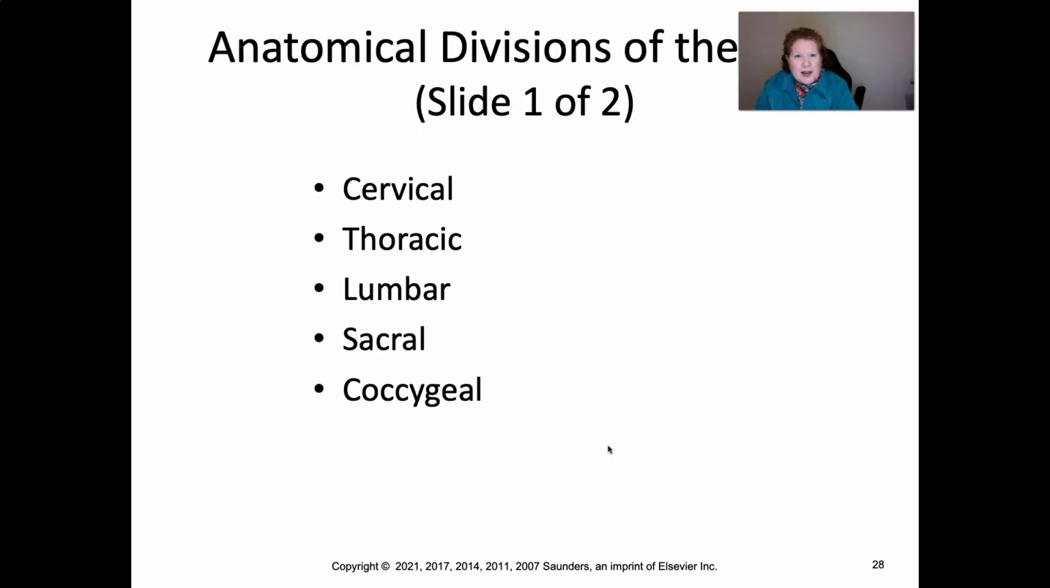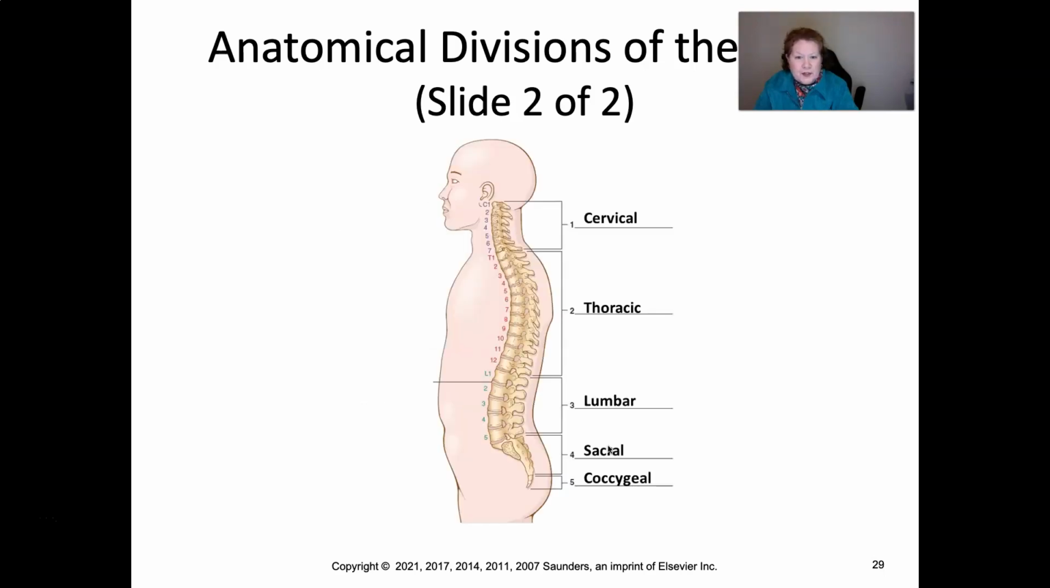The divisions of the back are cervical, thoracic, lumbar, sacral, coccygeal. So make sure that you're aware of those. You have cervical vertebrae, thoracic vertebrae, lumbar vertebrae, sacral vertebrae, and then your coccyx bone. And this will show you where that is. And your coccygeal bone is your tailbone, so to speak. Well, between your sacrum and your coccyx bones.